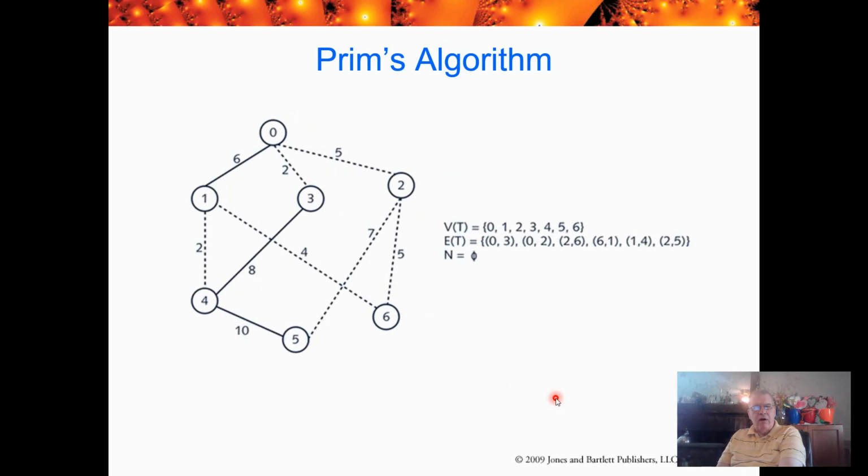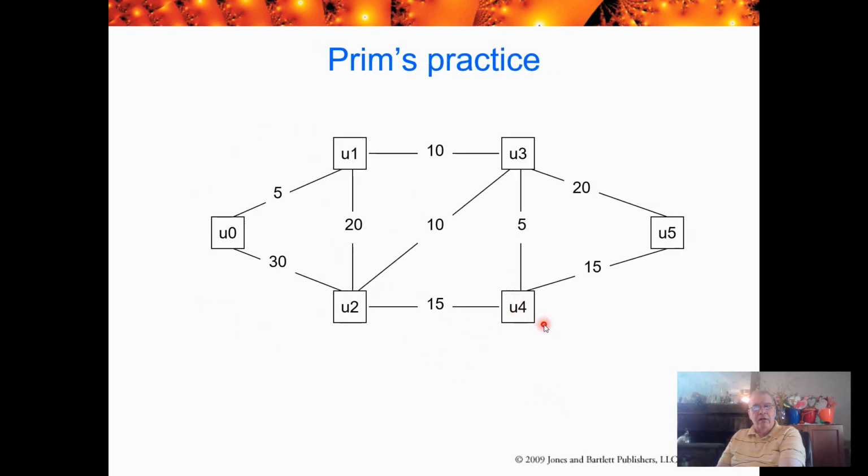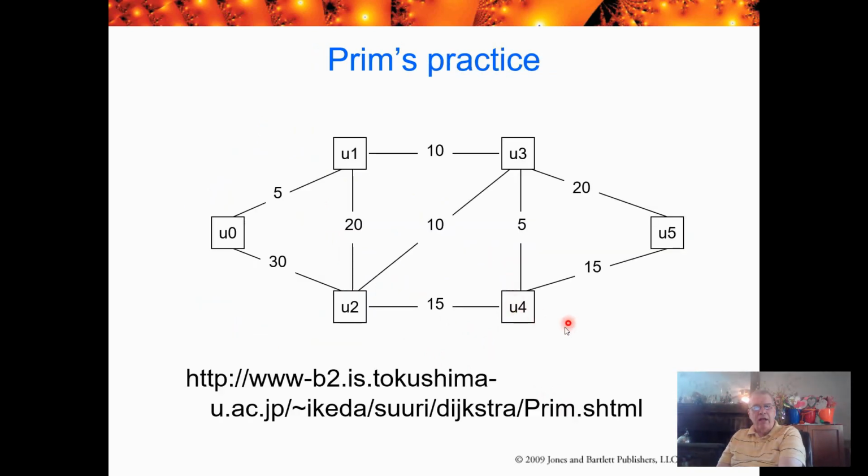So now, I believe, we can get to all the nodes from 0, from any other node. And so we are done. And when the rest of the nodes are null, then we know we're done. So if you want to go online to this site and look at minimum spanning trees more, you can do that.